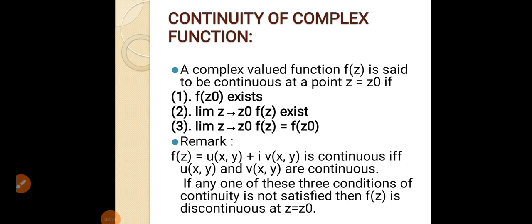If one of these three conditions of continuity is not satisfied, f(z) is discontinuous at z = z0. It is compulsory for any function to satisfy all three conditions to become continuous.